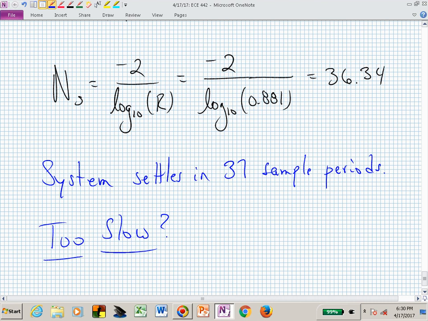But is that too slow, 37 samples? What if it is? What if your boss says, that's just too slow, I can't wait 37 samples? You're not out of luck. What would you maybe do? You may not want to crank up the gain, because what's going to happen?